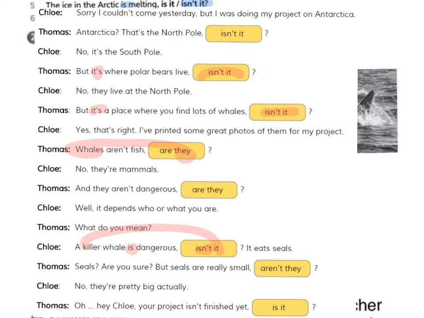Seals? Are you sure? But seals are really small, aren't they?